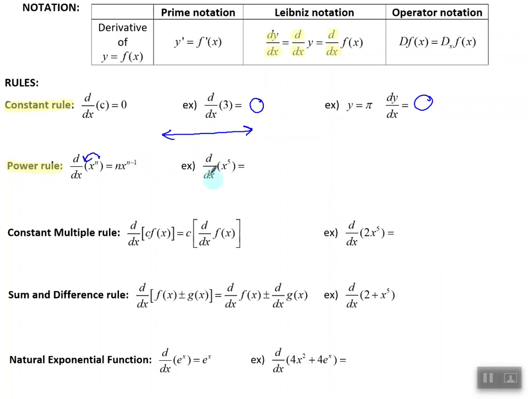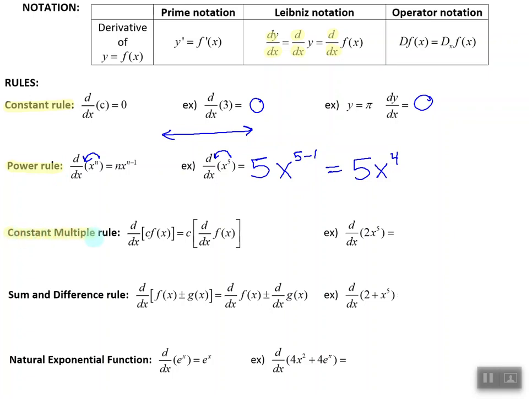Let's see how that works with this example. The derivative with respect to x of x to the 5th. The 5, that is the exponent, gets moved to the front. 5 times x to the 5 minus 1. Now we don't have to write 5 minus 1. Of course, that's just 4. So this is 5x to the 4th. And that's it. That's our power rule.